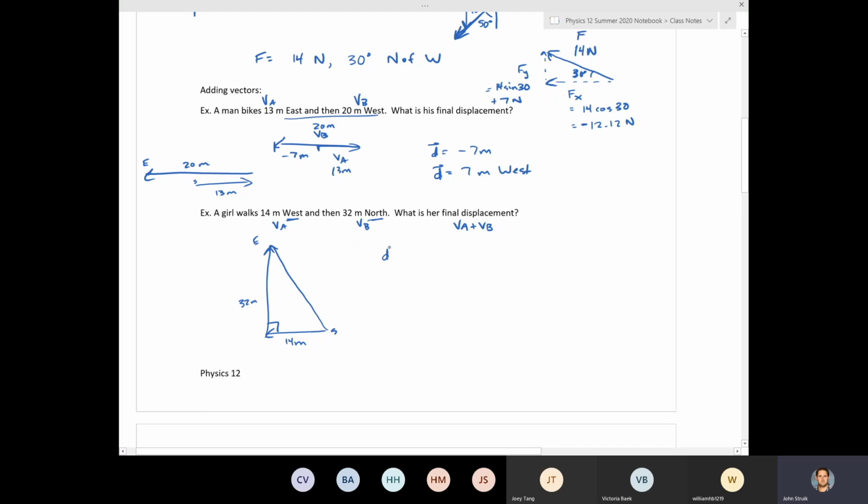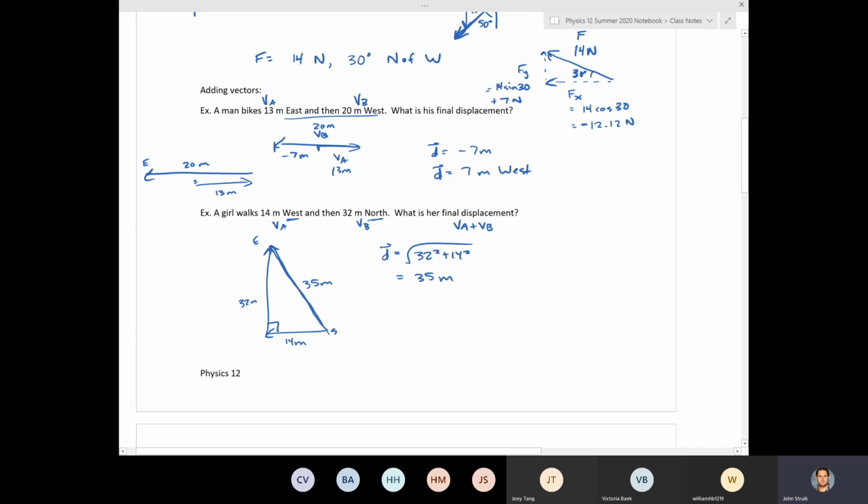So the final displacement will be 32 squared plus 14 squared, and then square root that. Which is, let's just call it 35 meters. So that's the magnitude of our displacement. But that doesn't answer the question, what is the displacement? Because displacement is a vector, which means we need direction on that. And so to find direction, we need to figure out how to define the direction of this arrow right here.